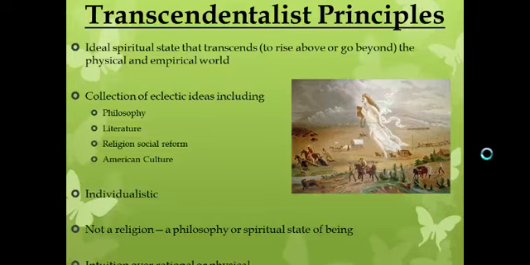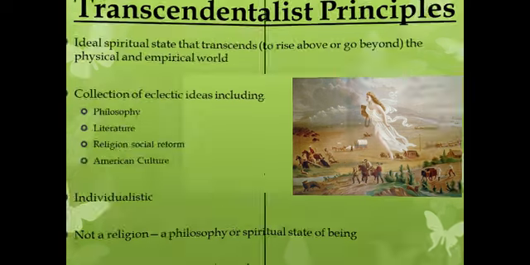All right, and now Transcendentalism was a collection of all these very different ideas that involve philosophy, literature, religion, social reform, and American culture. It was very individualistic. It was not a religion, but it was a philosophy or a spiritual state of being, and many of the Transcendentalists, at least early on, worked with religious reformers as well. And it emphasized intuition over the rational or physical. This is in direct contrast to the Enlightenment, which was all about the physical world. It was all about human rationale, okay, the ability of humans to be rational. And Transcendentalists focus instead on intuition, on emotion.